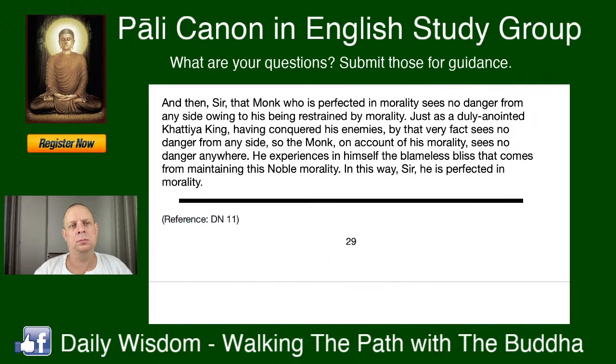And then, sir, that monk who is perfected in morality sees no danger from any side owing to his being restrained by morality. Just as a duly anointed Kshatriya king, having conquered his enemies, by that very fact sees no danger from any side, so the monk, on account of his morality, sees no danger anywhere. He experiences in himself the blameless bliss that comes from maintaining this noble morality. In this way, sir, he is perfected in morality.